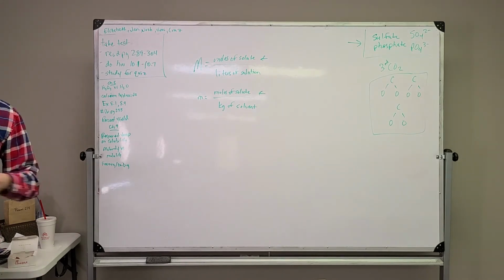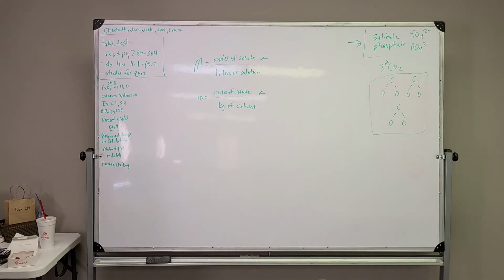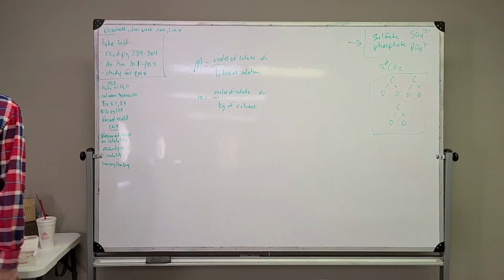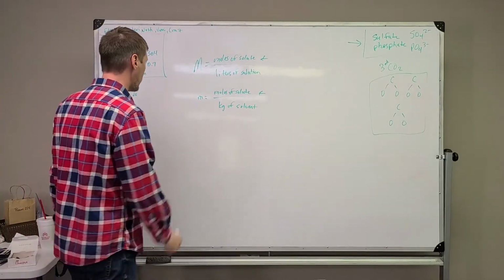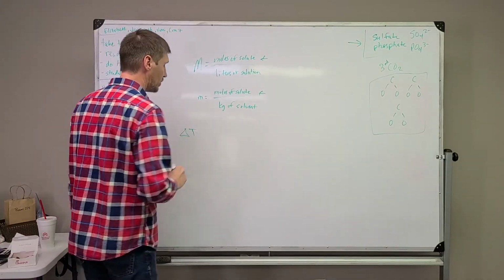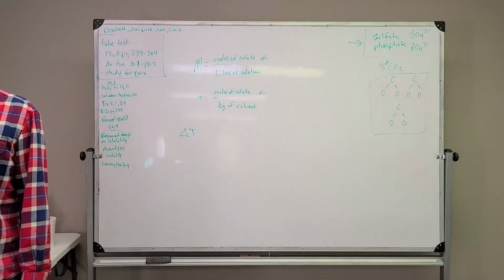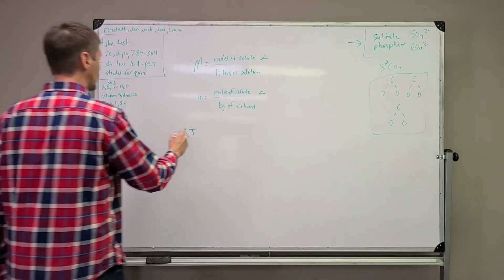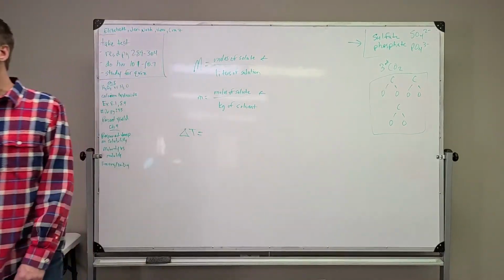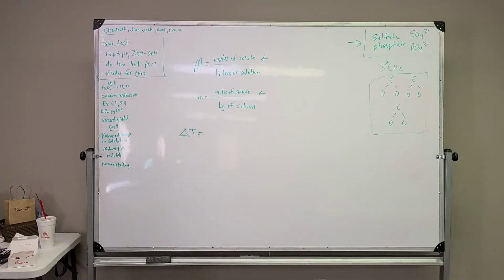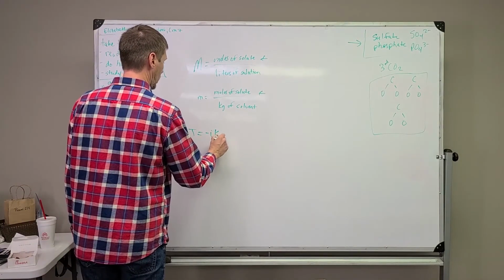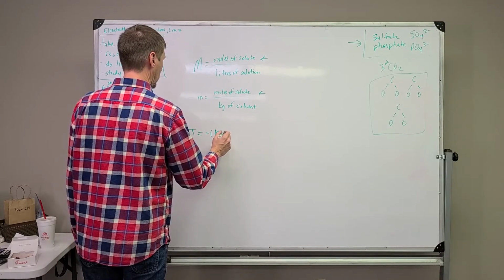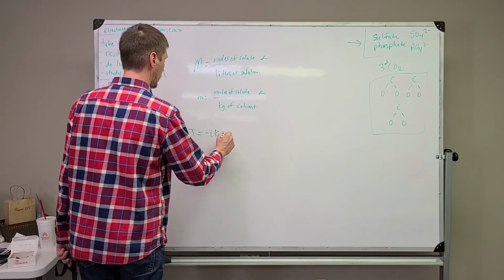And then finally, freezing point depression and boiling point elevation. We've got two equations that you have to remember for that. They both have to do with change in temperature. The freezing point depression equation is: change in T equals negative i, K_f, lowercase m. Lowercase m.